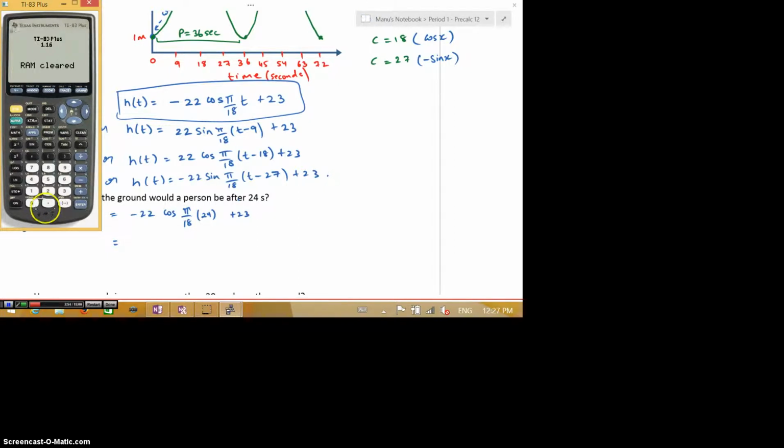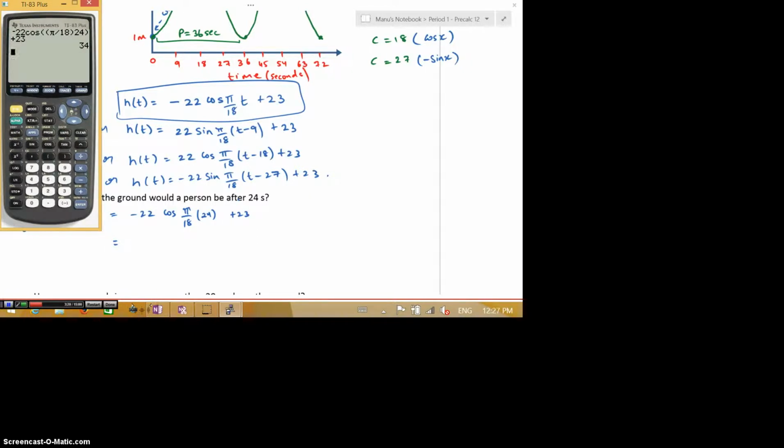So on the calculator it would look like this: negative 22. Again, make sure you're in radian mode. Cosine of, in brackets. I'm going to put another set of brackets for that fraction. Pi divided by 18, that's being multiplied by 24. And then I'm taking the cosine of both of those, and the answer I'm going to add 23 to. And the answer you should get is 34.